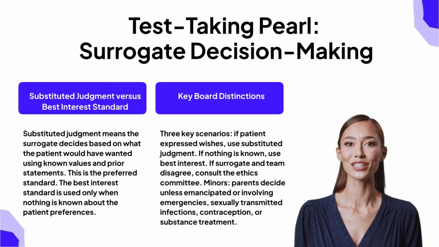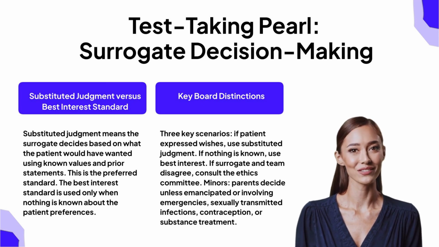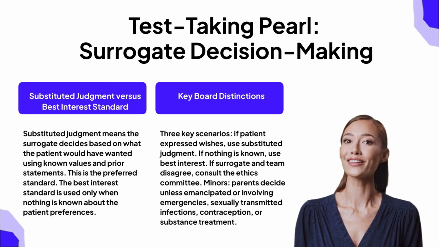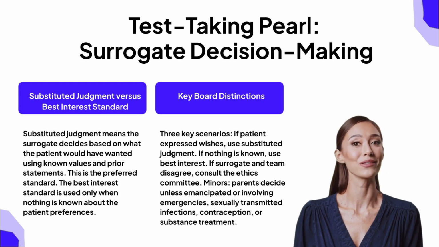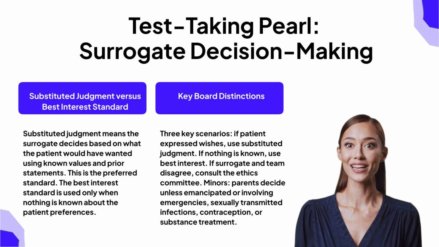Let us close with a critical test-taking pearl about surrogate decision-making standards. There are 2 standards the boards want you to know. First, substituted judgment. This means the surrogate decides based on what the patient would have wanted using their known values, prior statements, and beliefs. This is always the preferred standard when any information exists about the patient wishes.